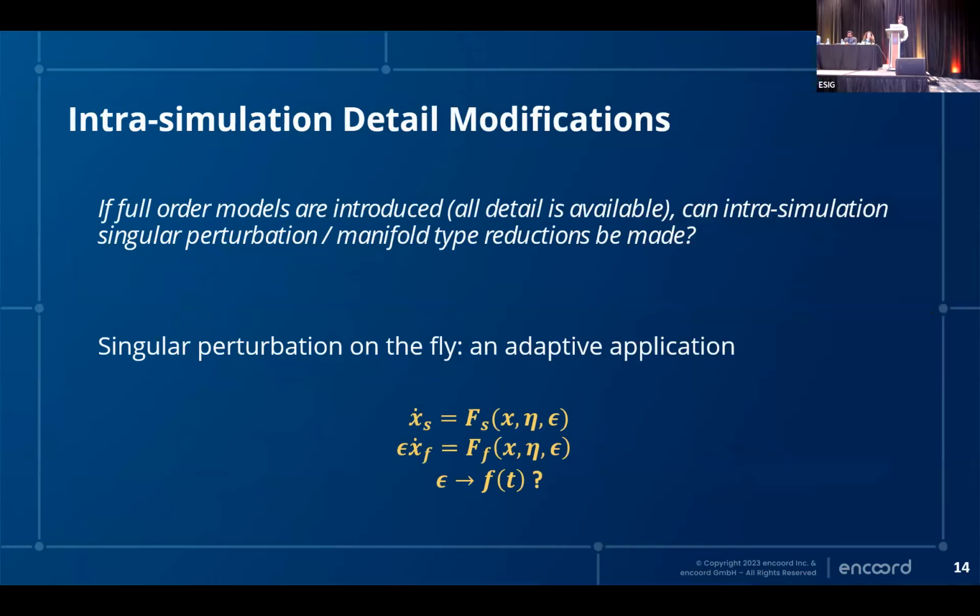So we recently received a National Science Foundation Small Business Innovative Research Award to look into this, to build a hybrid simulation tool. And there are 3 things that we're trying to look hard into that are foundational to whether or not we could really proceed and create a tool like this. One of them would be intra-simulation detail modifications, which is to say, if I have full order models, if I have the power and current models, can I do some sort of like singular perturbation on the fly?